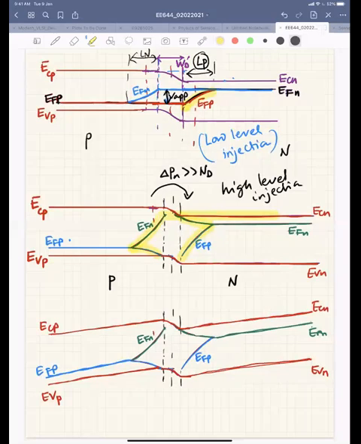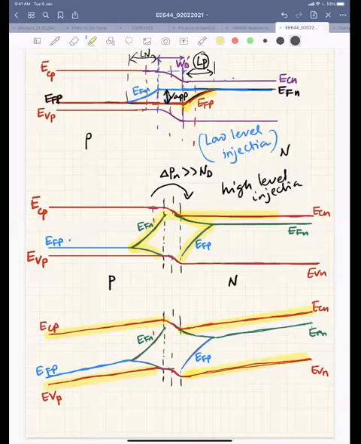Now, if you go to high level injection with very high current flowing, and there is a finite voltage drop in the P side and N side, then here also you will see a band bending, because you have a finite voltage drop. That means these regions are not quasi neutral, there is an electric field. So I'll have band bending at this point here, and you have to consider that bending.